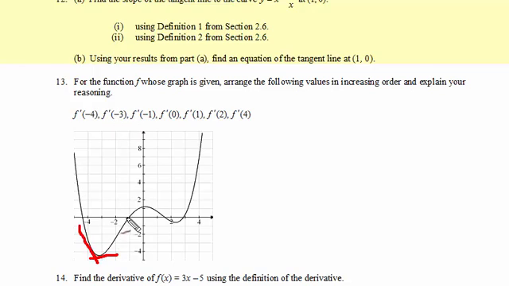f prime of negative 1 is right here. That's about that. f prime of 0 is right around 0, maybe slightly up. f prime of 1 goes down, like about this way. f prime of 2 goes down, but not that much. And f prime of 4 goes up a lot, right? So let's see. If we have to put them in order, it looks like this one here is the steepest slope, right? I'm just going to end this here on this side.